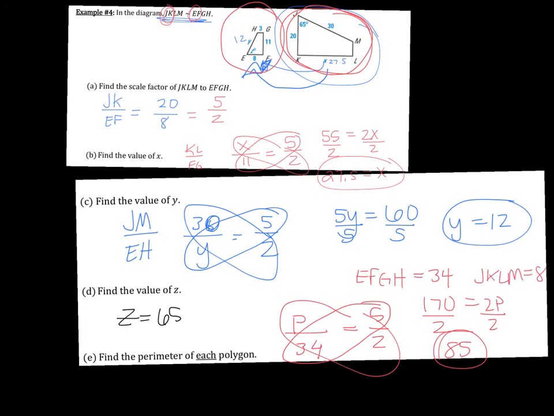And JKLM is 85. All right, go ahead and do the practice from lesson 3.